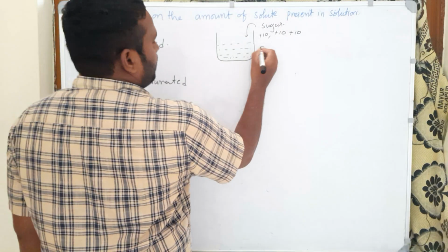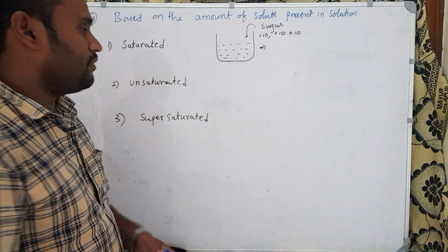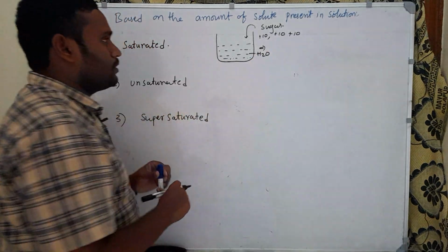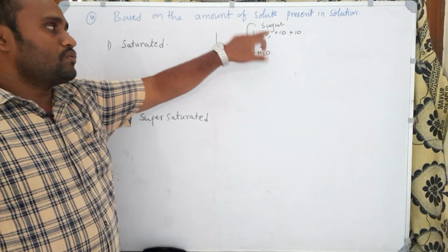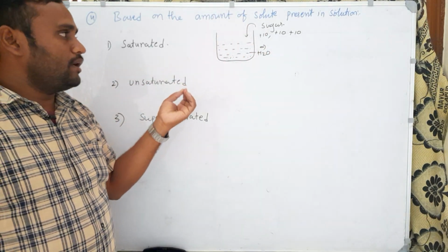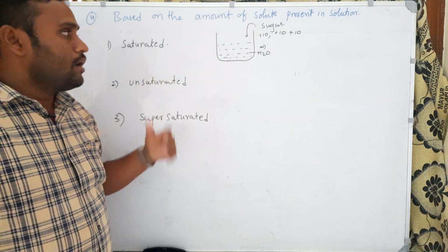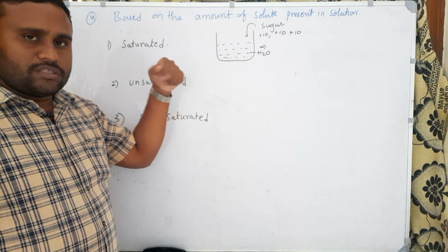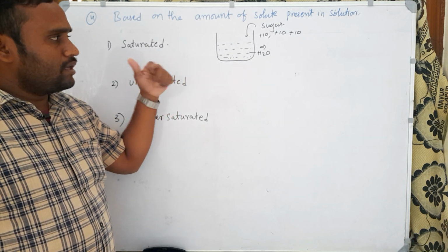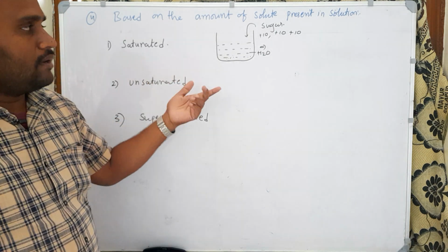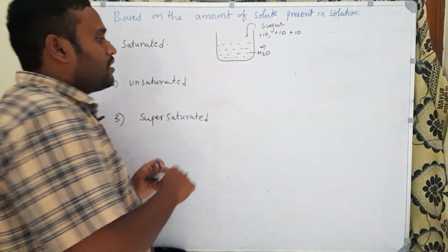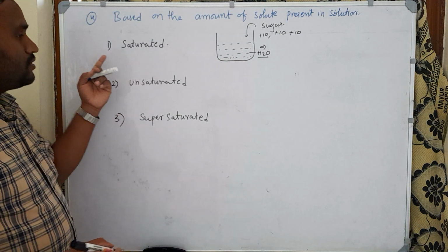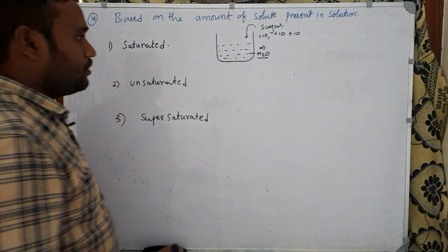So how can we say this? Initially we take water, H2O, and we add sugar in a little quantity. Gradually we increase the quantity of sugar in the water, so initially it dissolves the sugar. After a certain quantity, this water cannot dissolve any more sugar in it. Such types of solutions are called saturated solutions.